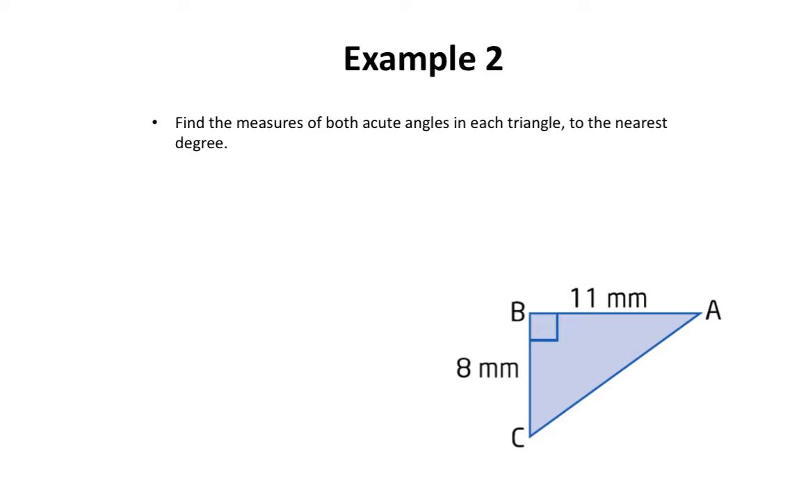In our second example, we want to find the measures of both acute angles in each triangle to the nearest degree. The very first step is to draw a diagram if it is not already provided. As you can see, there are two acute angles which have not been labeled.